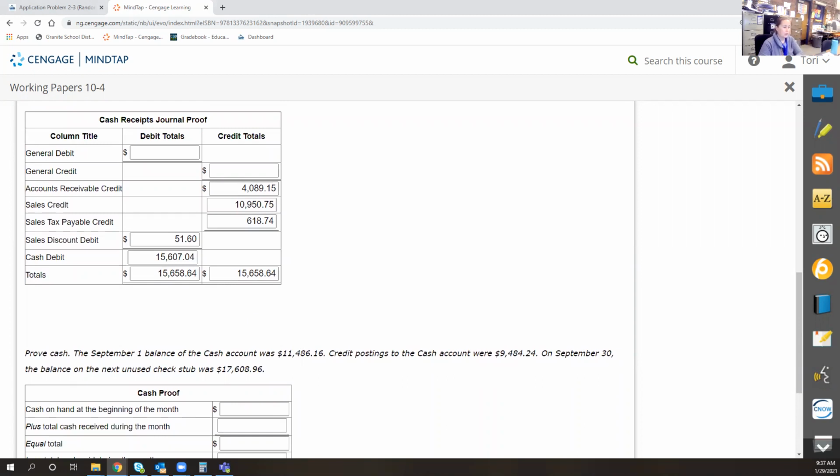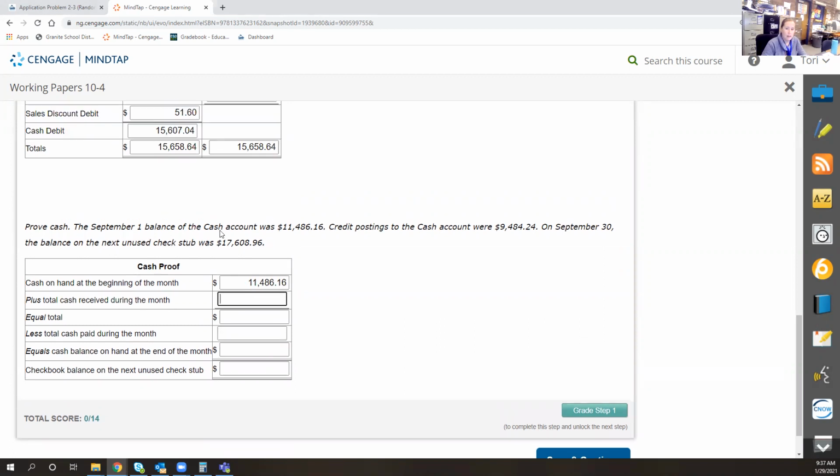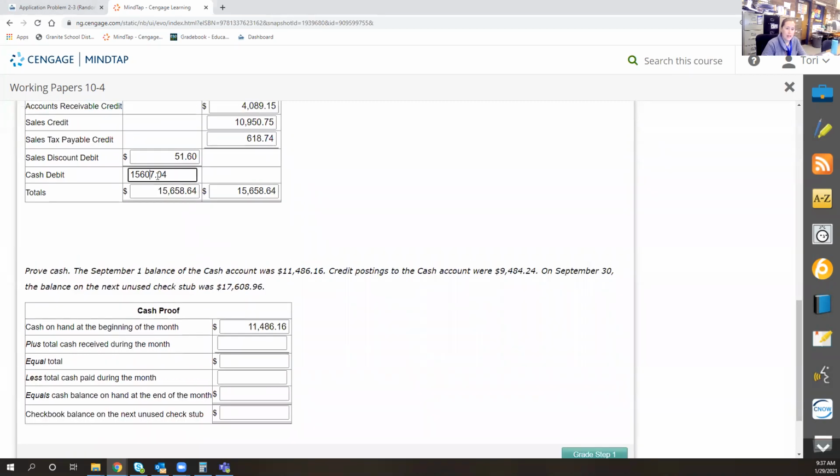Okay. Now we're going to prove, this is a cash proof record. This is making sure that nobody's stealing our cash. So cash on hand at the beginning of the month was $11,806.16, plus the cash that we received during the month, which is right here. This is our cash debited, $15,607.04. We're going to add these two together to give us our total.